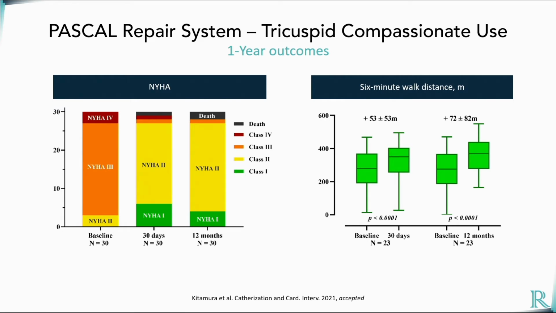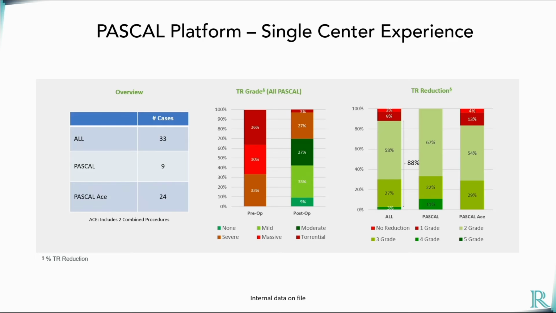As seen in most trials, as long as you succeed in reducing TR, you will also see clinical benefit, dramatic improvement in symptoms with a reduction in NYHA class, and also a significant improvement looking at 1 month and 12 months, looking at the 6-minute walking test with a significant increase in walking distance. And now finally, this is our experience treating tricuspid regurg using the PASCAL system.